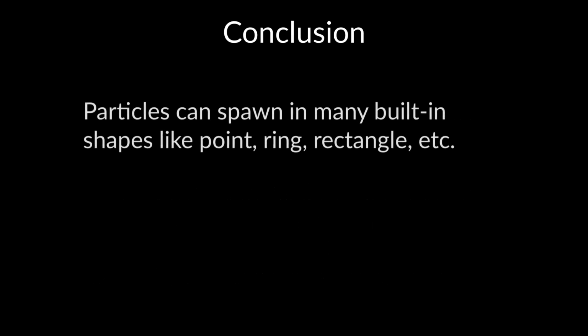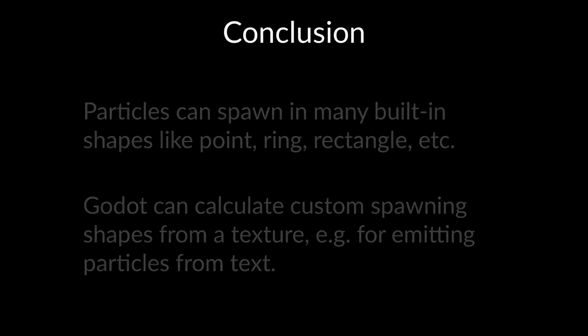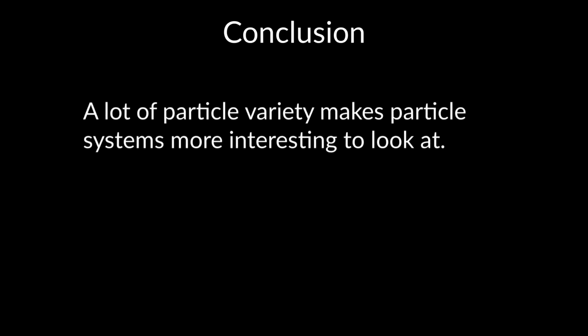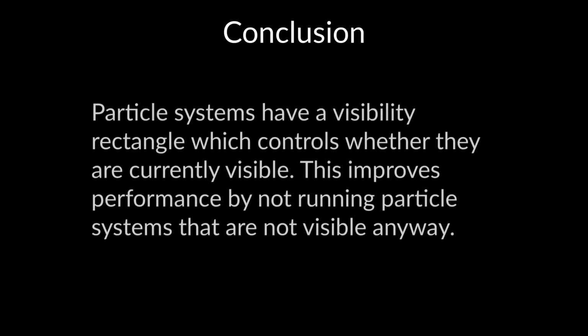We learned that particles can be spawned in a variety of shapes, like a box, a point, or a ring, and we also learned how we can use textures to define any spawning shape that we would like. We learned that particle systems look more interesting when the particles have a great amount of variety, and we explored a lot of settings to add more variety to our particle systems. We also learned how we can use curves to continuously change settings over the lifetime of our particle. We learned that particle systems automatically disable themselves when they are not visible on screen, and that we can use a visibility rectangle to get more control over this behavior.